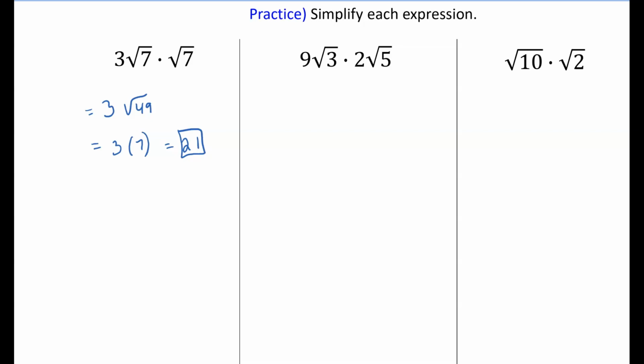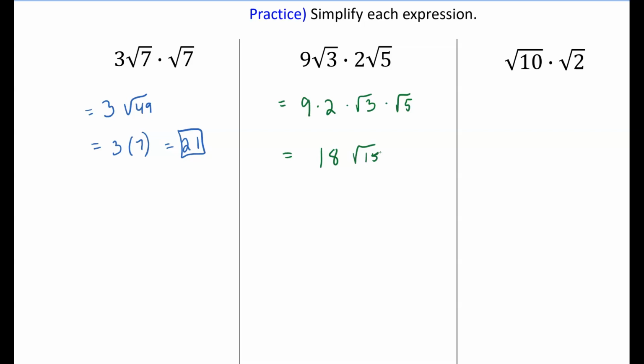Okay, hopefully you tried this one. Here we're going to multiply 9 times 2, and then we're going to multiply the square root of 3 times the square root of 5. So this gives us 18, and then the square root of 3 times 5 is the square root of 15. 15 is very tempting to break apart, but I can't simplify. There's no perfect square that's a factor of 15, so we're done.